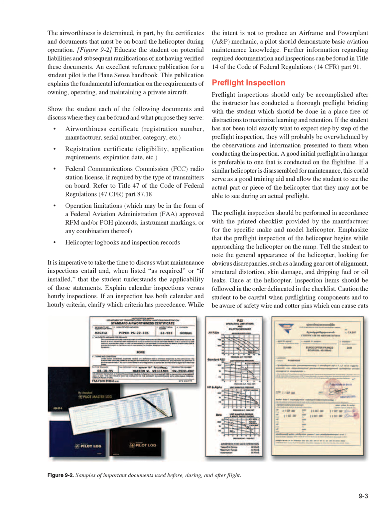Helicopter logbooks and inspection records. It is imperative to take the time to discuss what maintenance inspections entail and, when listed as required or if installed, that the student understands the applicability of those statements. Explain calendar inspections versus hourly inspections. If an inspection has both calendar and hourly criteria, clarify which criteria has precedence. While the intent is not to produce an airframe and powerplant (A&P) mechanic, a pilot should demonstrate basic aviation maintenance knowledge. Further information regarding required documentation and inspections can be found in Title 14 of the Code of Federal Regulations (14 CFR), Part 91.